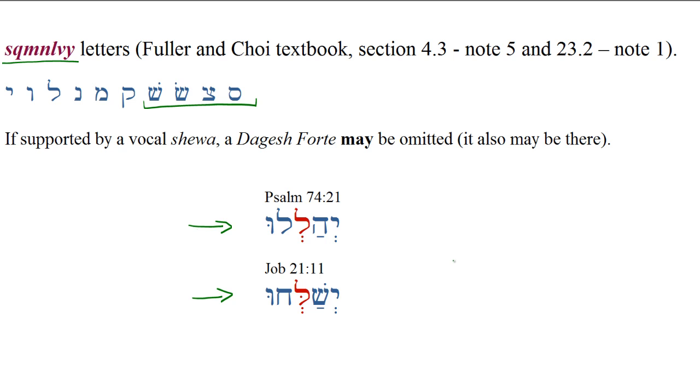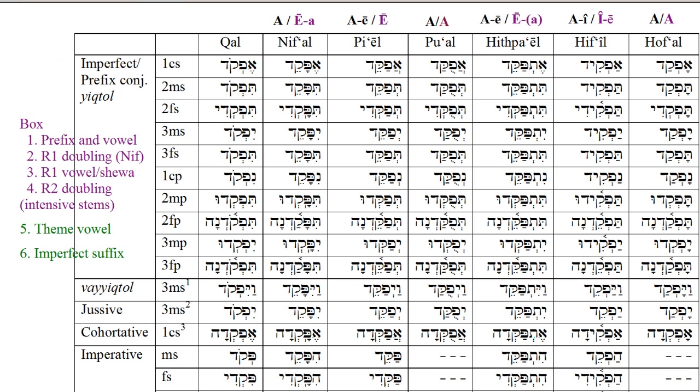The rule is if we have a Sequel-Levy letter and it has a vocal schwa and it would take a dagesh forte, the dagesh forte may be omitted, but it may also be there. So we need to keep that in mind when we're parsing. Notice that even though the doubled R2 doesn't show up to help us, we do have the vocal schwa as the prefix vowel. We have the R1 vowel as patach. This is going to help us as we try to parse this as a Piel. Okay, let's return back to the Piels and the Puals. As with all the stems, the imperfect suffixes for Piel and Pual match the Qal.